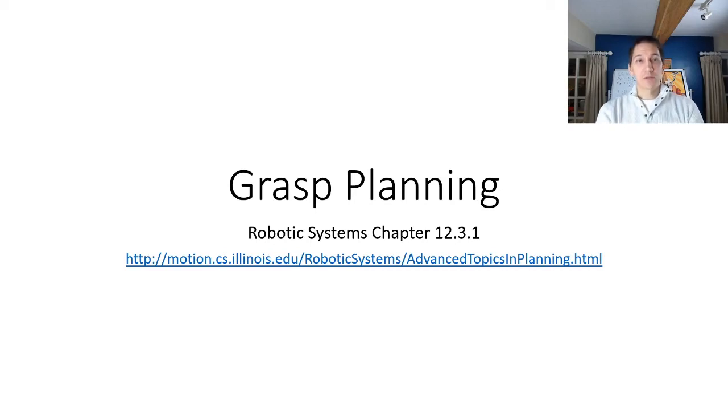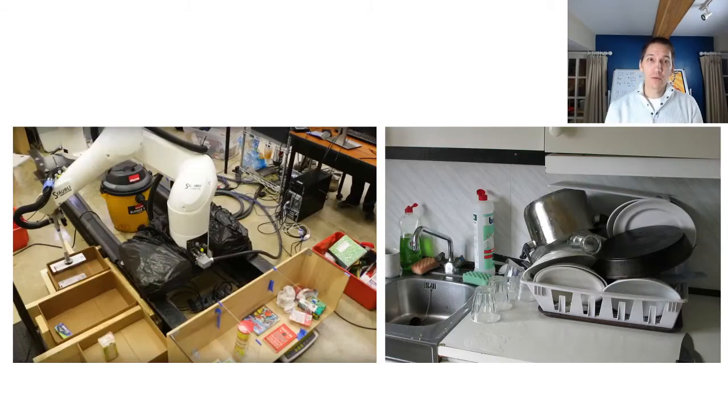Hey folks, today we're going to be talking about grasp planning, and this is the subject of Robotic Systems, Chapter 12.3.1. So when we want to do manipulation tasks, grasping is essentially the center point of the manipulation task. And so we have to think really carefully about how our gripper is going to be interacting with the objects that we want to actually manipulate.